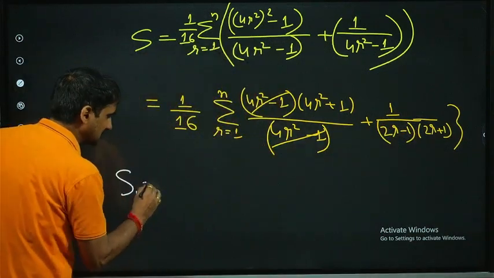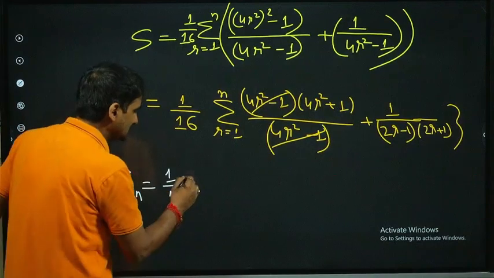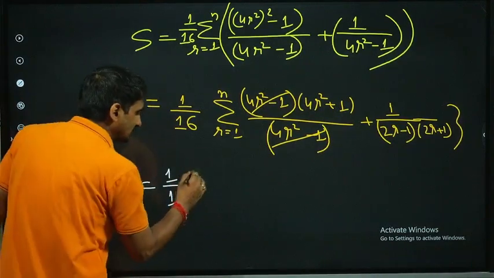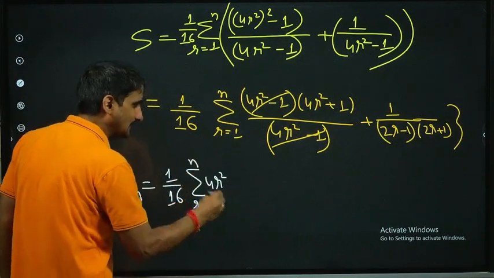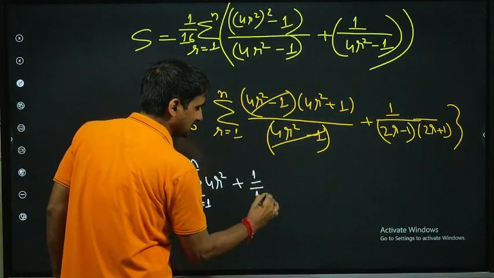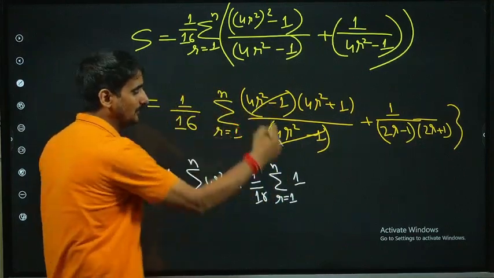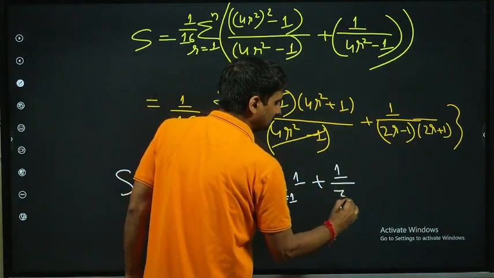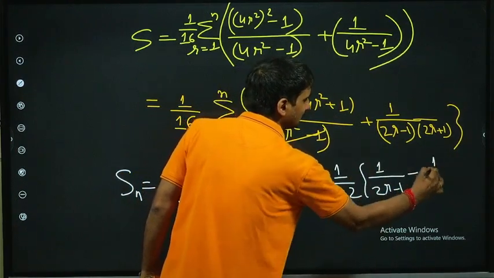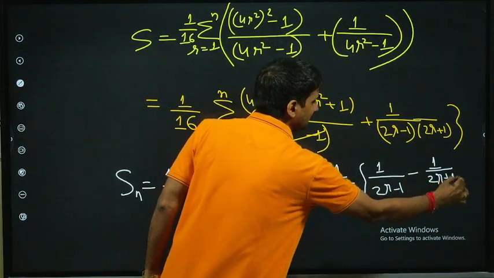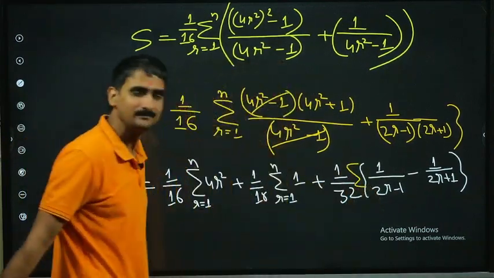So Sn is nothing but 1 by 16 times, now see, what is it? It's a simple summation. So it's summation of 4r square, we know its formula, plus 1 by 16 times summation of 1, we all know this formula again, isn't that? And for that one I will write it as 1 by 32 into 1 by 2r minus 1 minus 1 by 2r plus 1. Check it out, it's balanced or not. Of course I forgot to put summation, I will put it here.